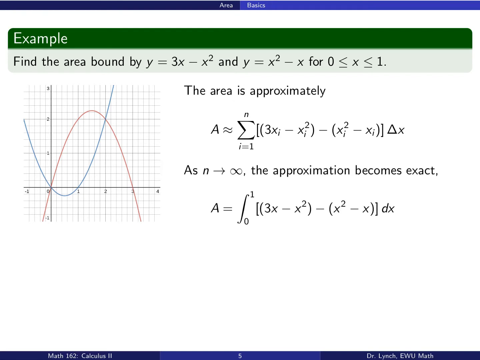Of course, as n goes to infinity, the sum becomes an integral from 0 to 1 in this case. The x sub i's become x's, and the delta x becomes a dx. And now this is an integral we can evaluate with the fundamental theorem of calculus.